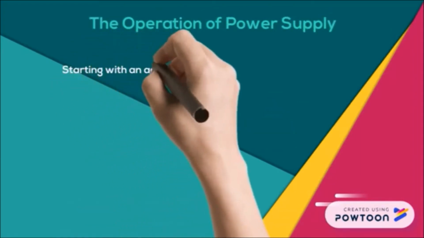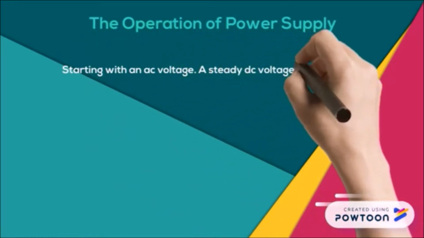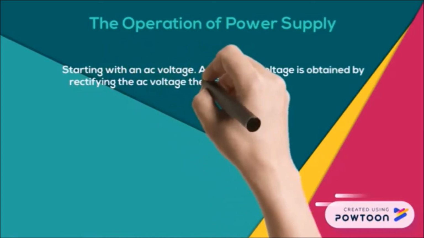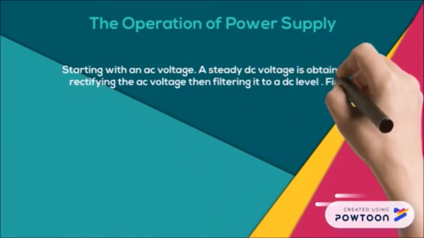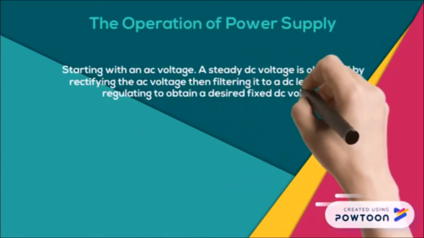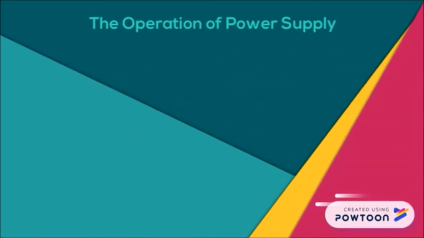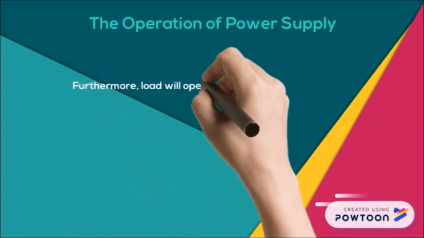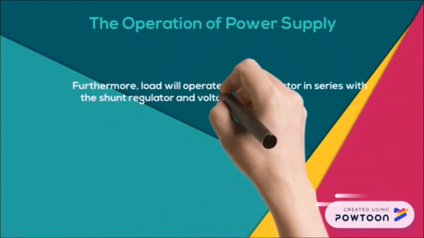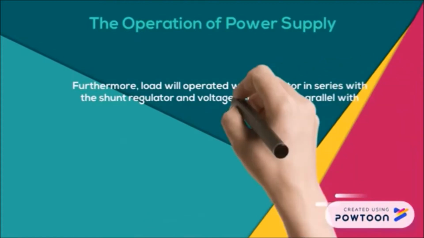In the operation of the power supply, starting with an AC voltage, a steady DC voltage is obtained by rectifying the AC voltage, then filtering it to a DC level, and finally regulating to obtain a desired fixed DC voltage. Furthermore, the load will be operated with a resistor in series with the shunt regulator and voltage source, then in parallel with the load.